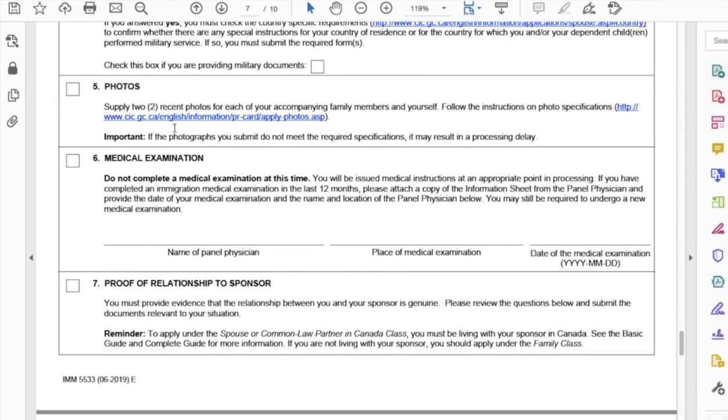And after that, medical examination. Okay, so this is not required at this moment. This is just mentioned here and specifically written that you should not complete a medical examination at this time. They'll ask you for this and then you need to go for that.